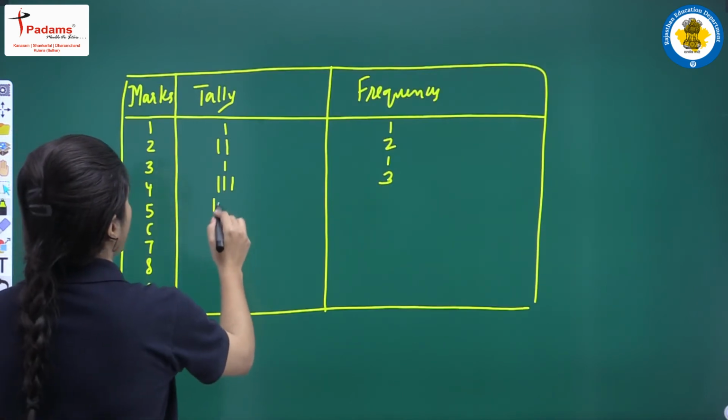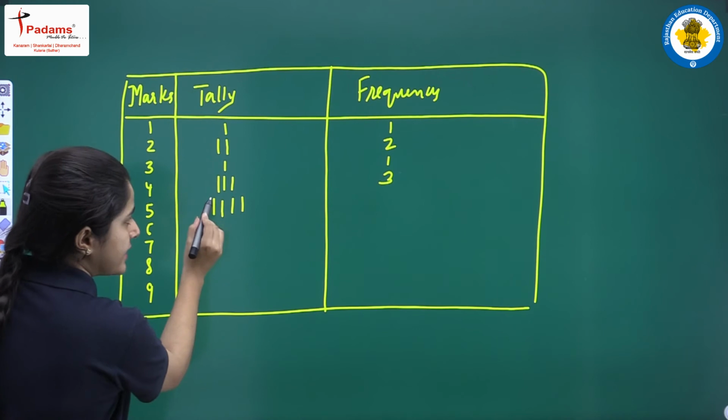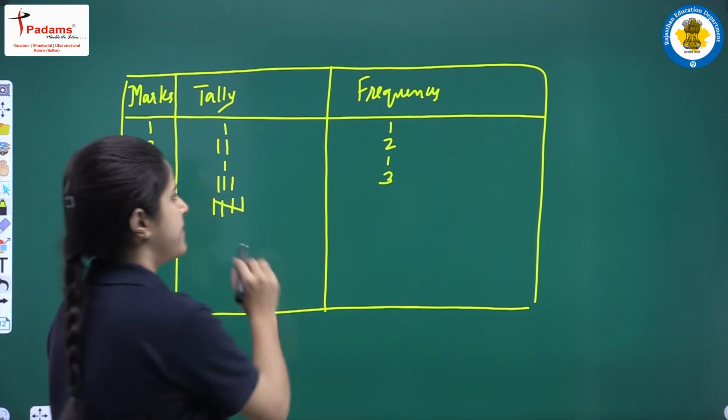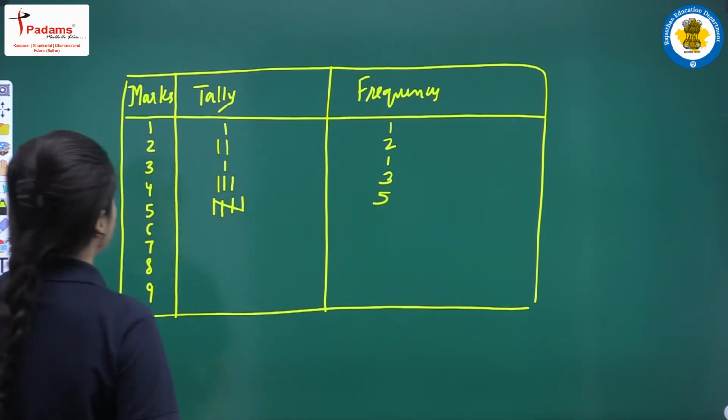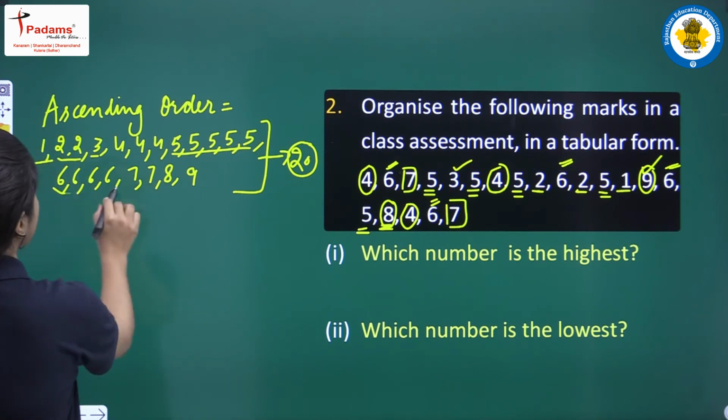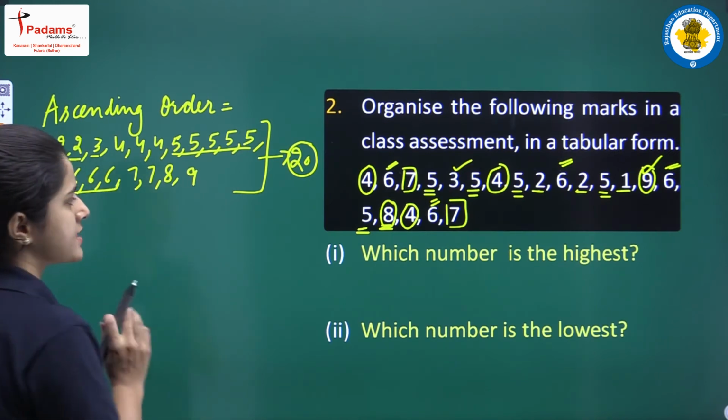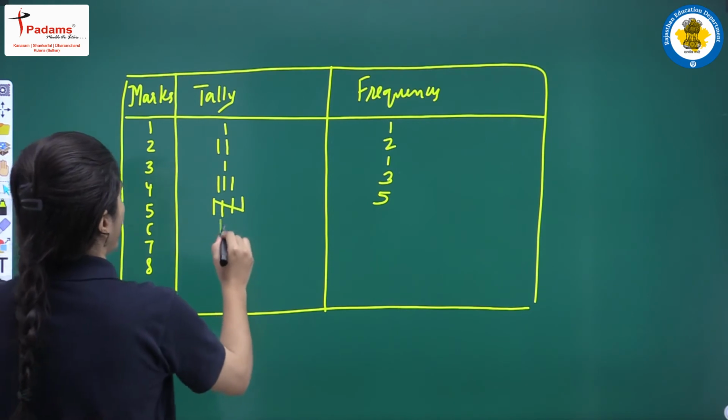5 is coming 1, 2, 3, 4 and this 5. Okay students, 5 is coming 5 times. Now students 6. 6 is coming 4 times, right? 1, 2, 3, 4.